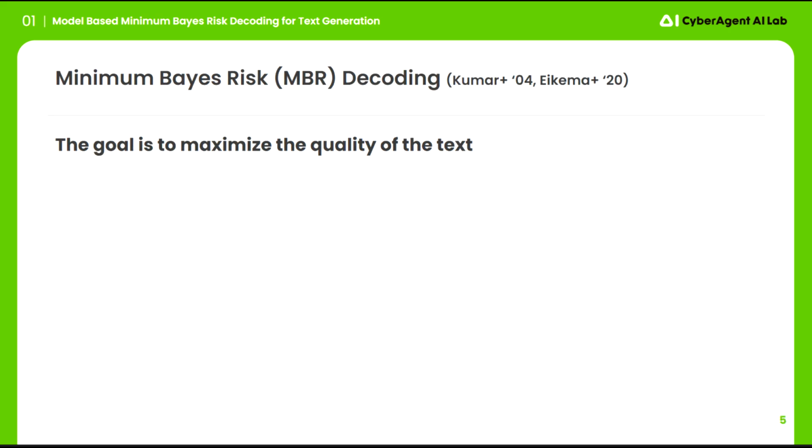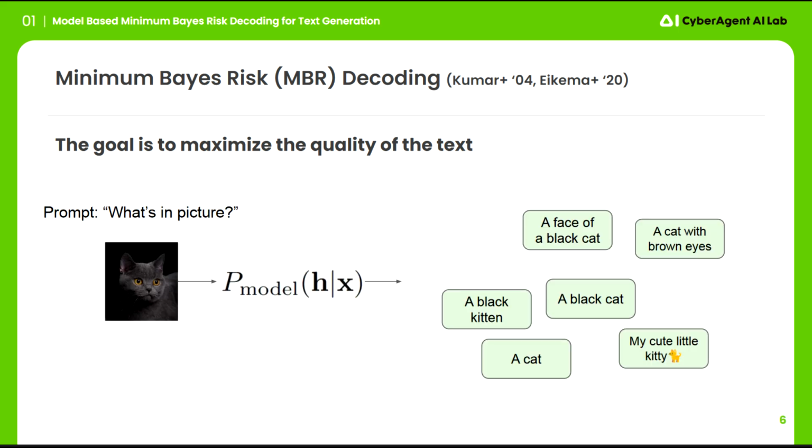And that's where MBR sits, minimum Bayes risk decoding. The goal is to maximize the quality of the text. How do we do this? Let's assume you have an image and a prompt saying "what's in the picture?" Then you query the model to generate multiple outputs. Black cat, a cat, or black kitten, anything can be a possible output.